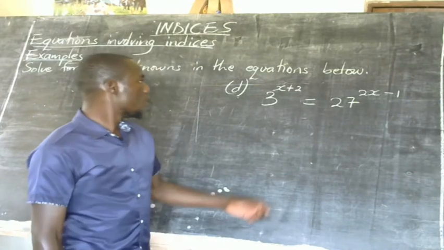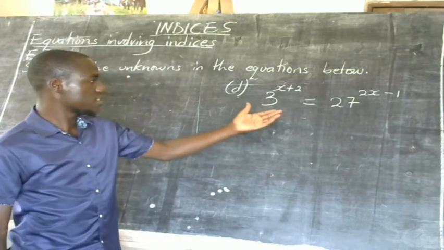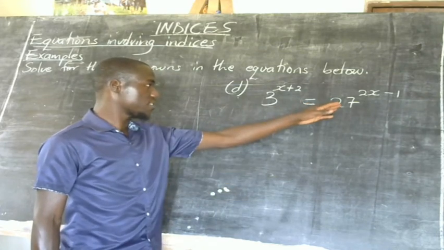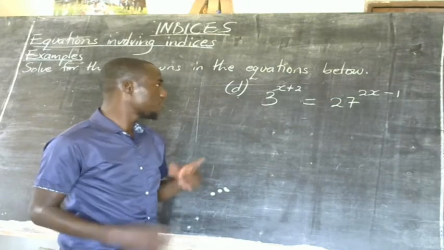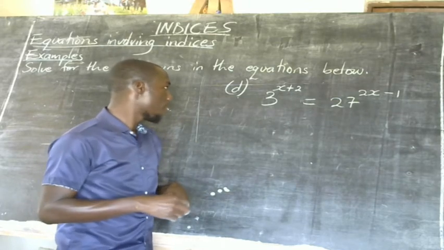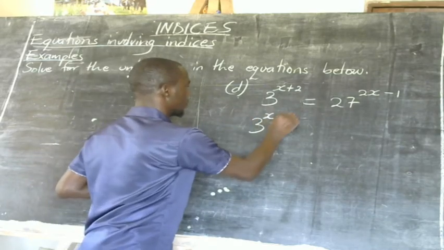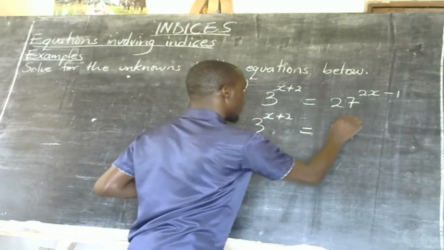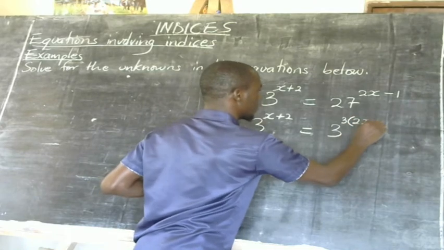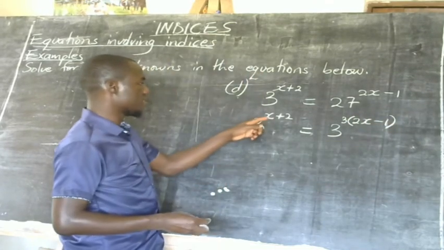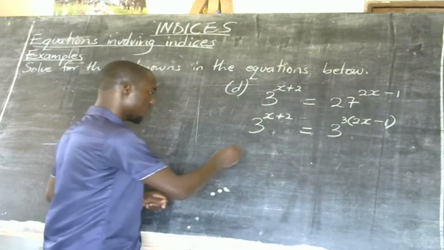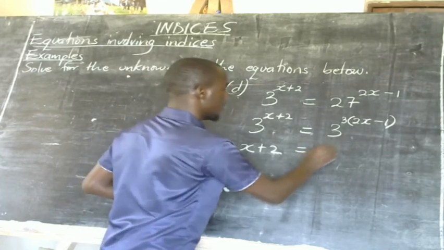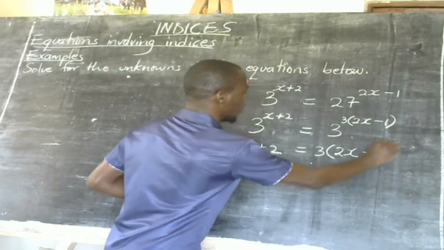Part D. In O level, we used to have such an equation, and then we said you are going to prime decompose, that is the right hand side, such that it can have a base of 3. Then from there we equate the powers. So when I prime decompose 27, this is 3 power 3, then into 2x minus 1. Then the next step is to equate the powers there. So this is x plus 2 is equal to 3 into 2x minus 1.